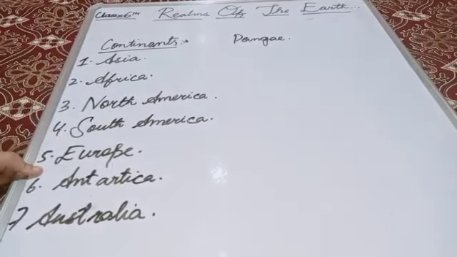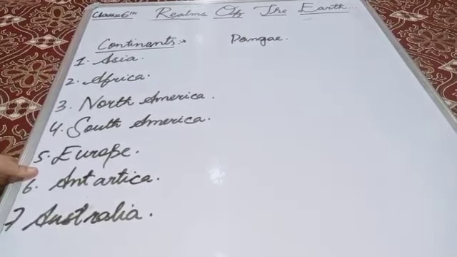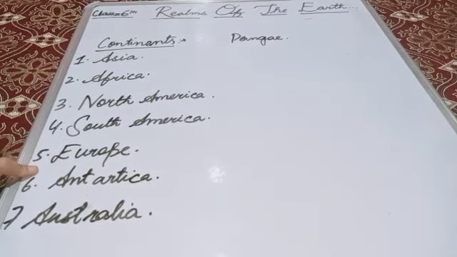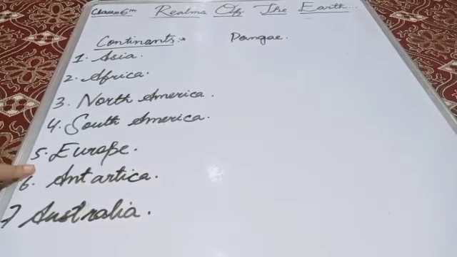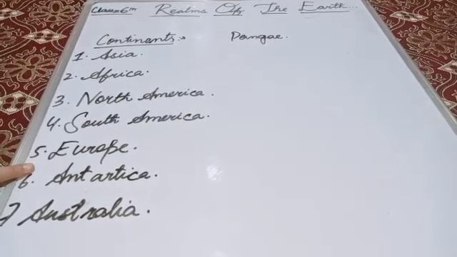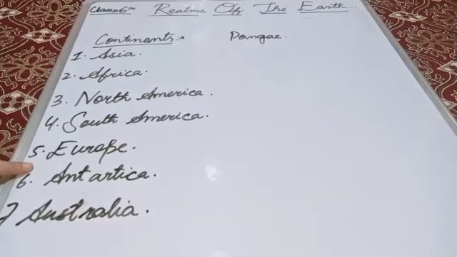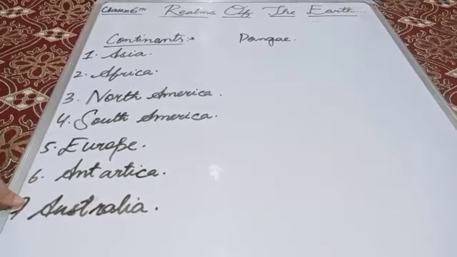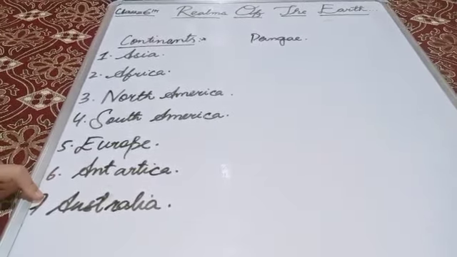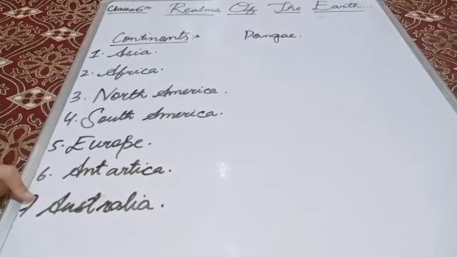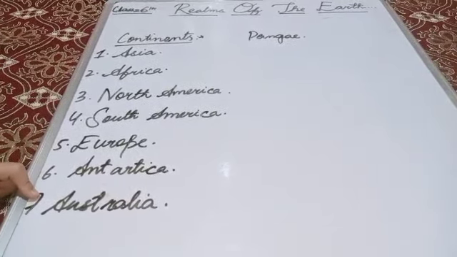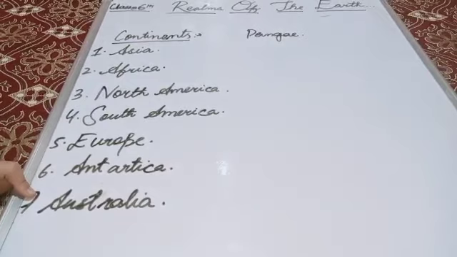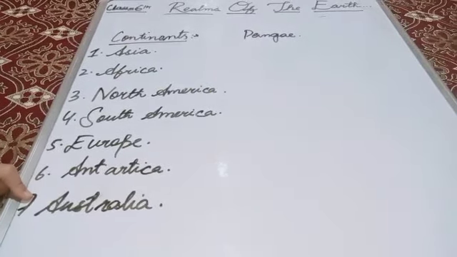Then Europe. Europe is the second smallest continent and it covers about 1/15 of the Earth's land surface. It is surrounded by Arctic Ocean in the north, Atlantic Ocean in the west, Mediterranean Sea and Black Sea in the south. Then Antarctica. It is the fifth largest continent. It is almost entirely covered by huge sheets of ice. Nearly 95% of the continent is covered by ice and snow.